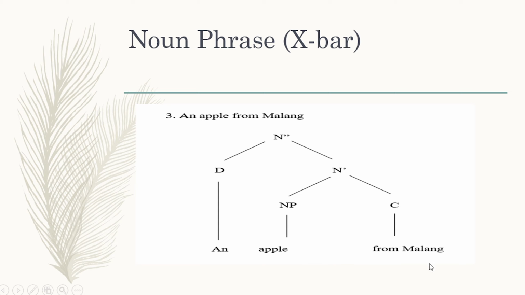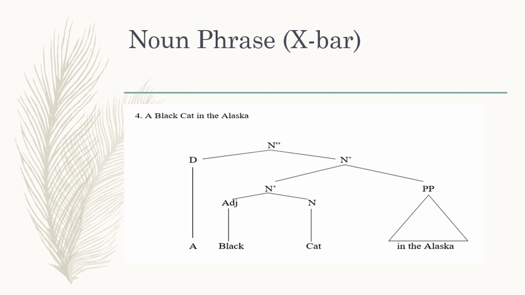Okay, now the last one. Okay, this one is a little bit longer. A black cat in the Alaska. This is a complex noun phrase actually. It has a determiner, a, pre-modifier, which is an adjective, black, and it also has a noun, which is cat, and post-modifier in the Alaska, which is a prepositional phrase. Okay, that's all about the exercise.